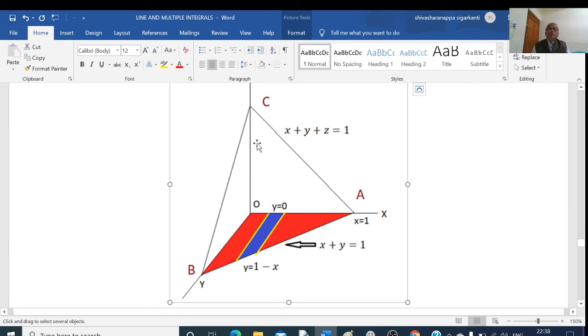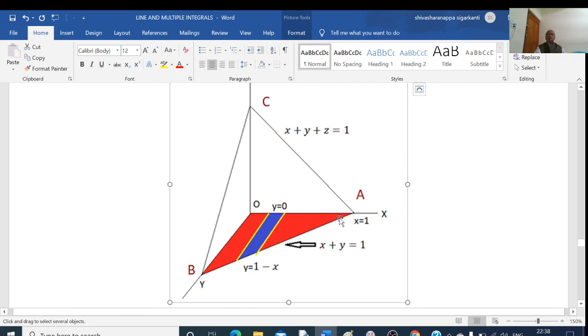And if I take the projection of this on the xy plane, then I am getting this triangle. So this is the triangle. This is the projection of the surface. I have to find the volume underneath this surface. Okay, volume underneath this surface. Therefore, I am taking the projection of this surface, that is this plane, on the xy plane. It is nothing but a triangle here.